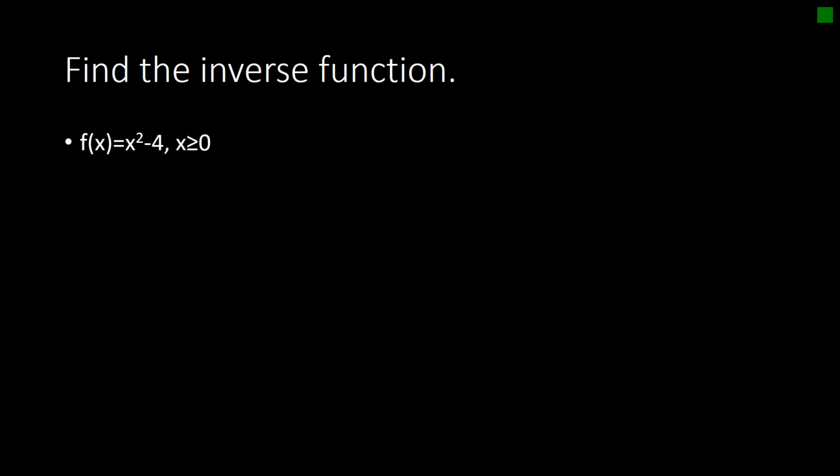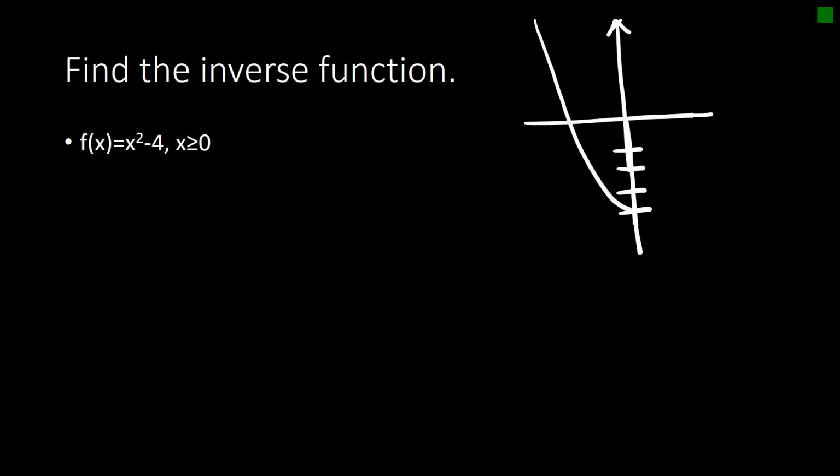So let's find the inverse of the function f of x equals x squared minus 4. Now, if we look at the graph of just plain old f of x is x squared minus 4, that's the graph of the x squared function 4 units down. So it's going to look like this. Now, that does not pass the horizontal line test.